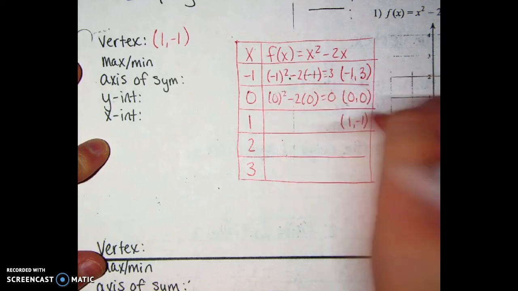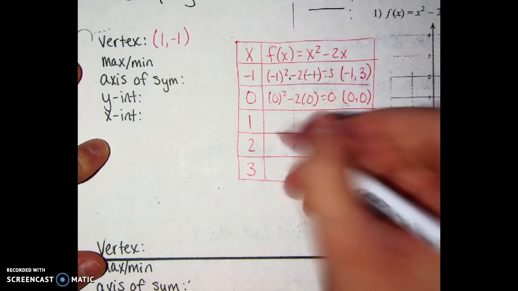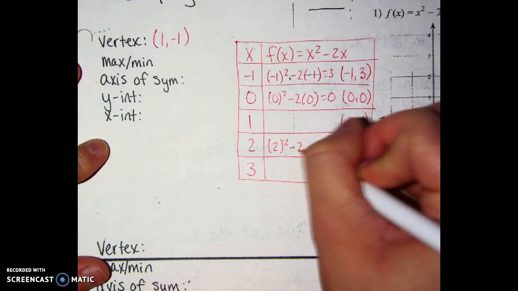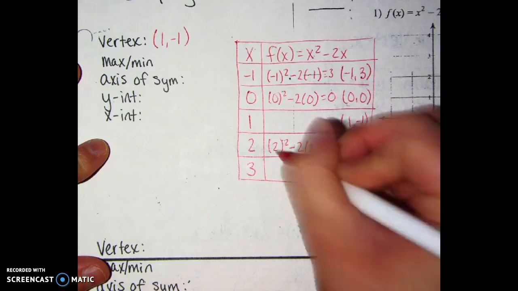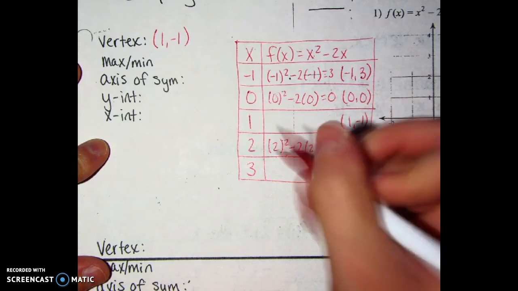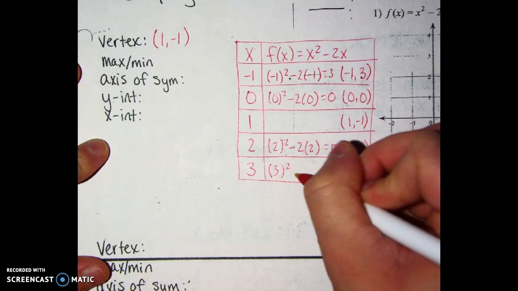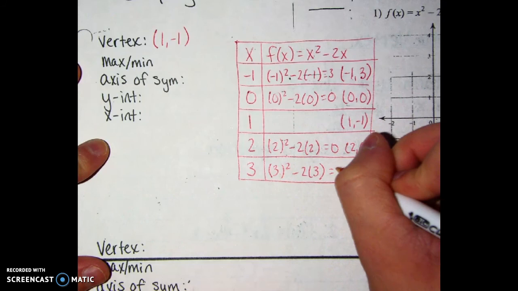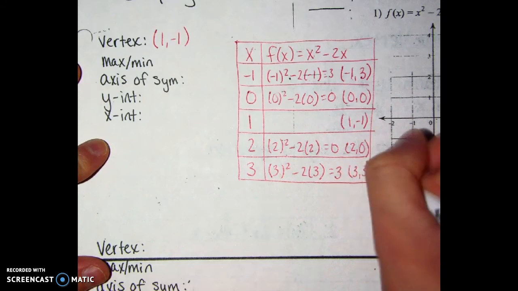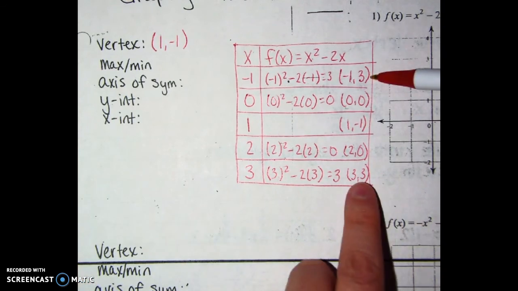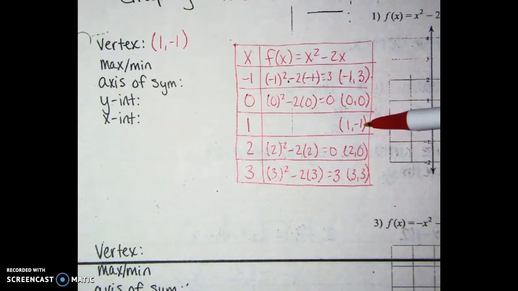And here, I don't need to do this one because I already did the work way up here to find the vertex. So here it would be 2 squared minus 2 times 2. This would be 4 minus 4, so that's 0. And here I have 3 squared minus 2 times 3. That would be 9 minus 6, which is 3. When you're doing these, the y values should match. So these are 3's, these are 0's, and this is your vertex, so this is going to be in the middle. Okay, now I can graph it.